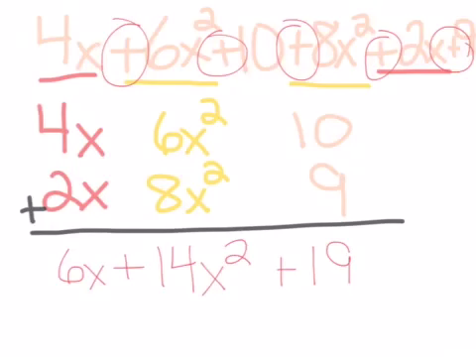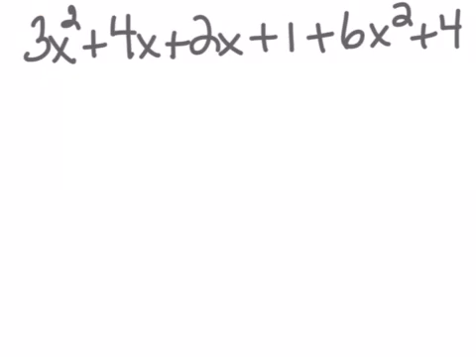So let's try another example that's like this one, that has all positive values and you're adding them all. And then we're going to take a look at some harder ones. All right, why don't you take a look at this expression and see if you can find the terms that are alike and group them like I did in the last problem. So hit pause, copy the problem down, and see if you can do it on your own.